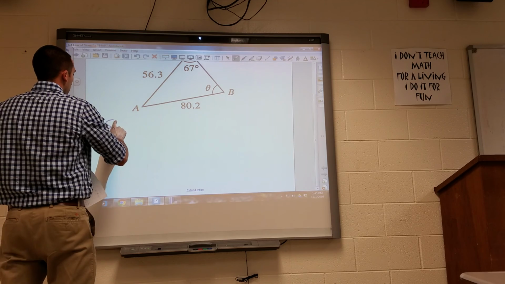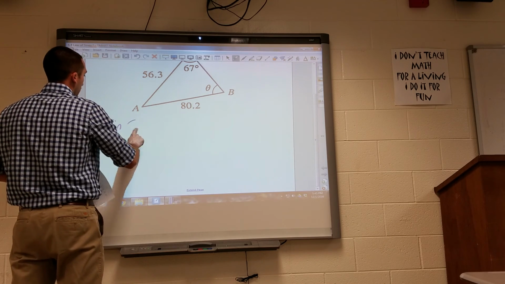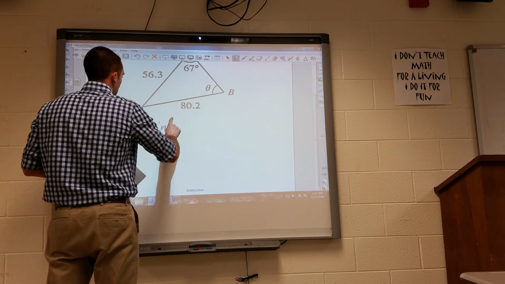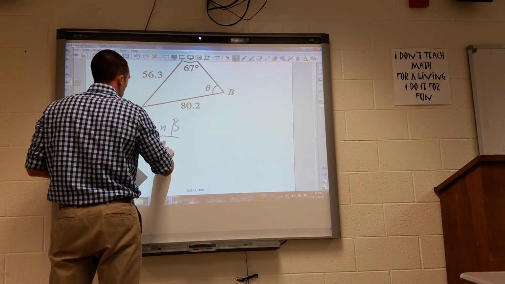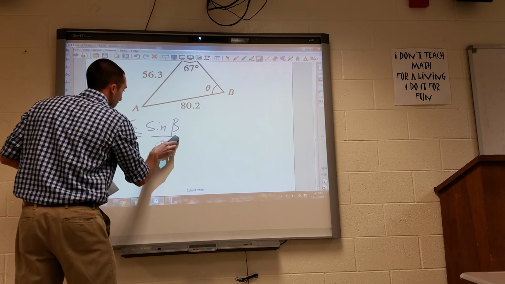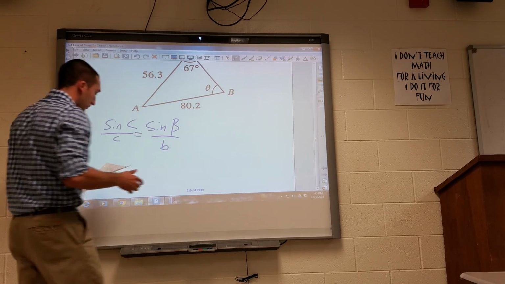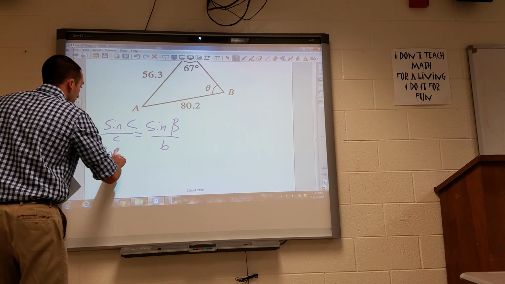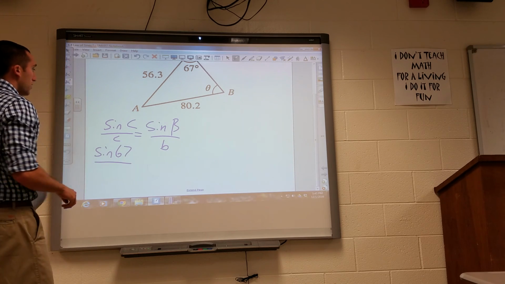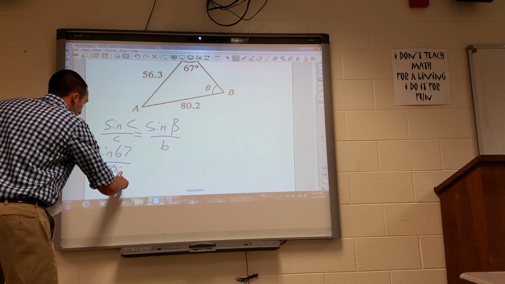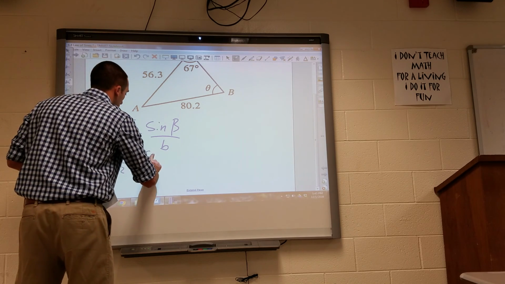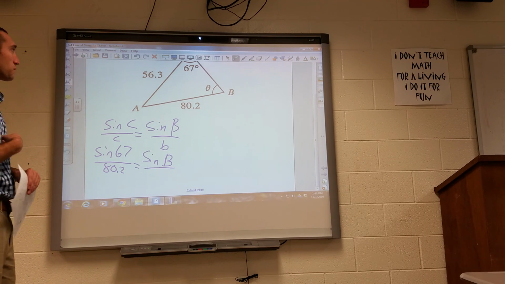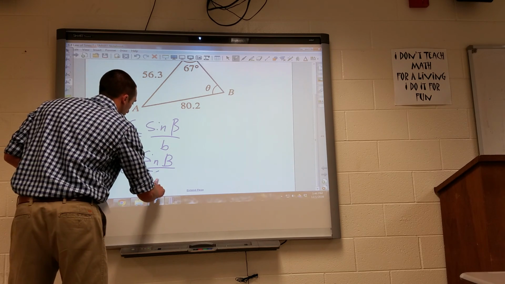So I get sine of, let's just say sine C over C. I'll write the equation down first. Sine B over B. I'm sorry, that should be lowercase b when we're talking about sides. And then plug in what we know. So sine angle C is 67. Side C is 80.2. We're looking for angle B, so I don't have anything to plug in there. I'm just going to keep it as sine B. And I know side B is 56.3.